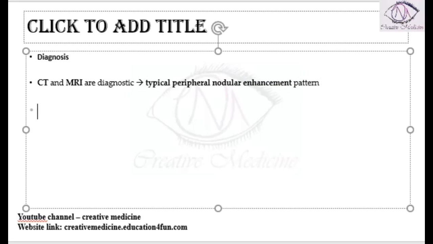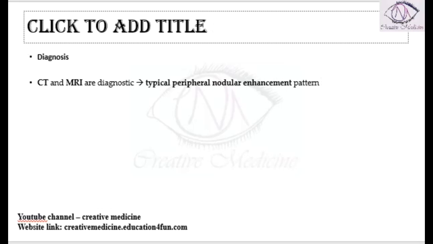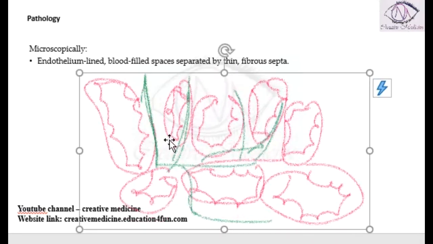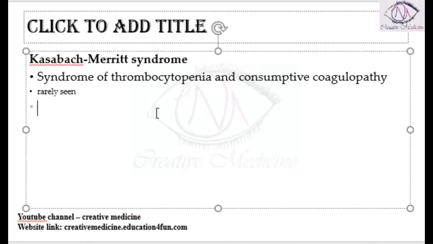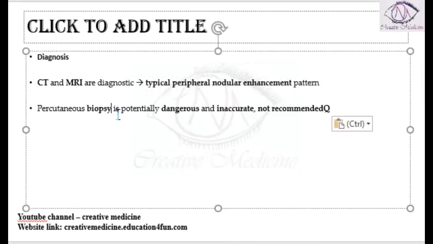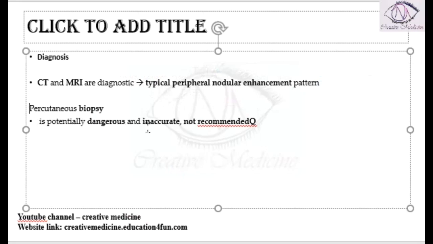Because it is made of sinusoids, there are ectatic or dilated blood vessels. So if you try to do a biopsy, it is contraindicated, because biopsy is dangerous. You can puncture the sinusoids, resulting in life-threatening hemorrhage, and thus biopsy is not recommended in patients with liver hemangioma.